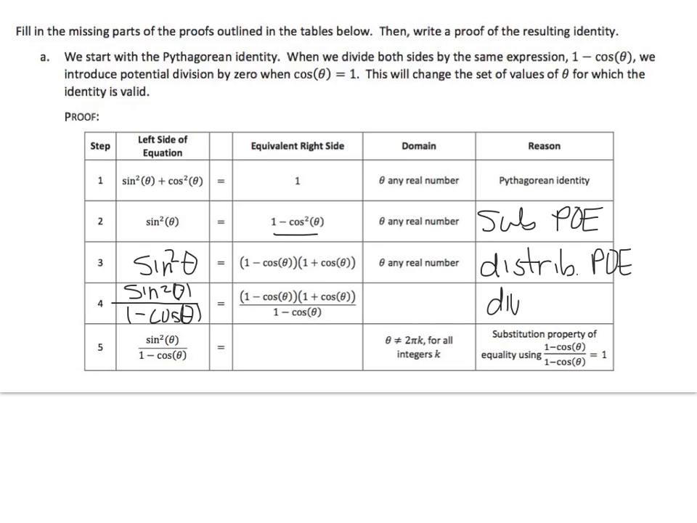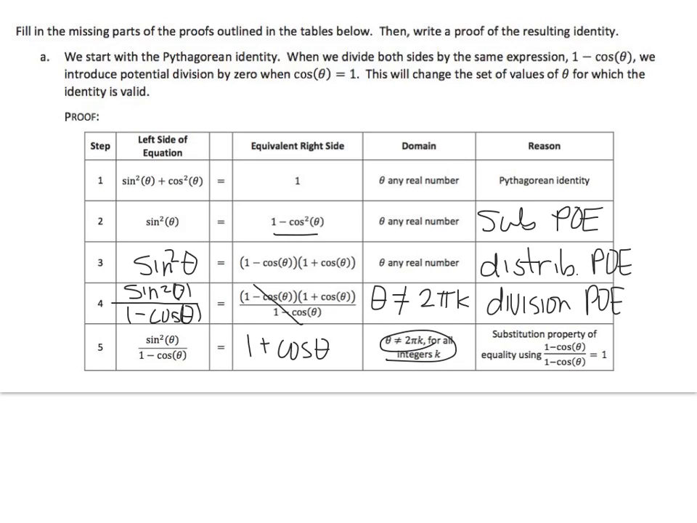This is division property of equality. And by here, this is where we have a few little issues. I cannot have cosine theta equal to 1 because then I would have 0 in my denominator. So theta cannot equal multiples of 2 pi, so we say 2 pi k. Then on the left, we're good. On the right, I'm canceling those out, and I would have 1 plus cosine theta.